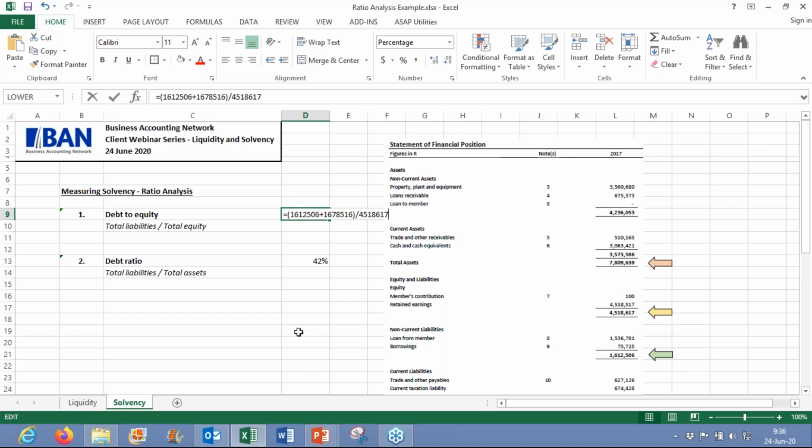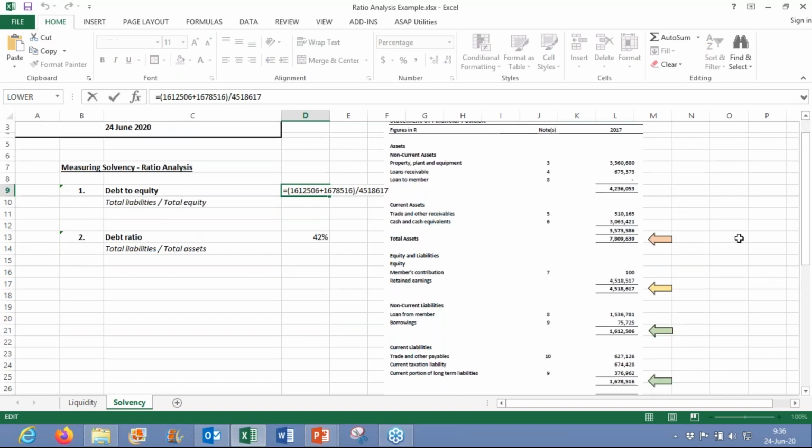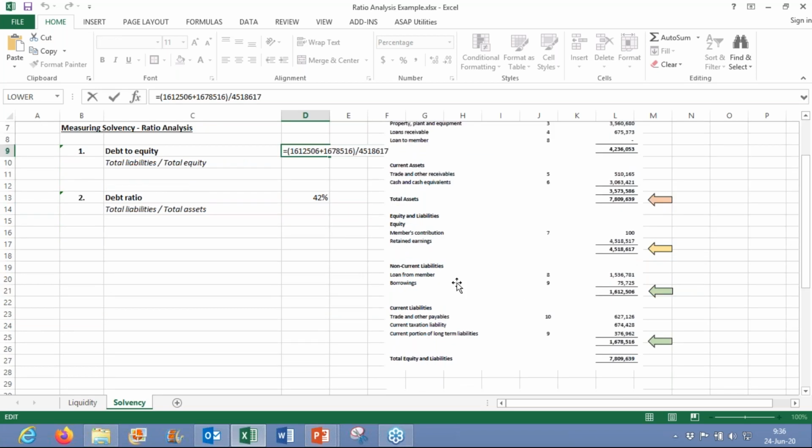So if I go and look at how I calculated that, if you look at these green arrows at the bottom, I've got long-term liabilities, borrowings and a loan from member, and I've got short-term liabilities, trade payables, tax liability, and this current portion of our borrowings. If I add these two 1.6 millions together, I get total liability, and my total equity is here by the orangey arrow, this 4.5 million. If we just look at it like this, we can see that they are in a solvent position. Assets exceed liabilities. We have positive book value.